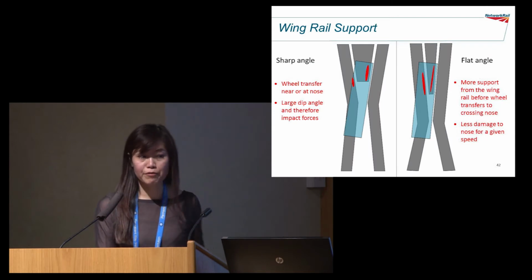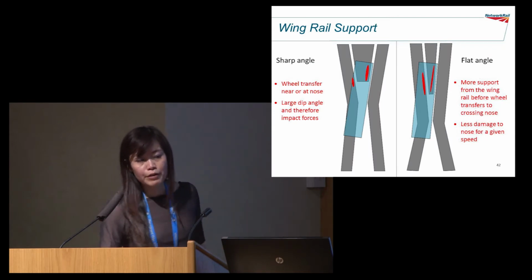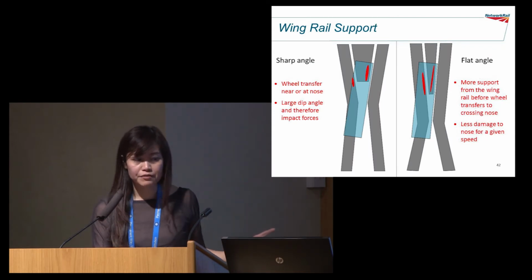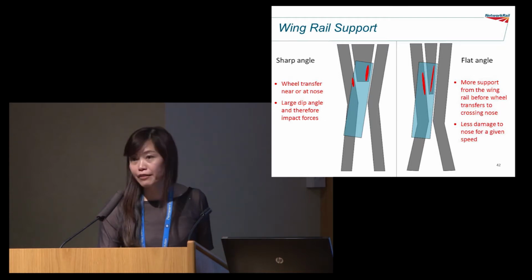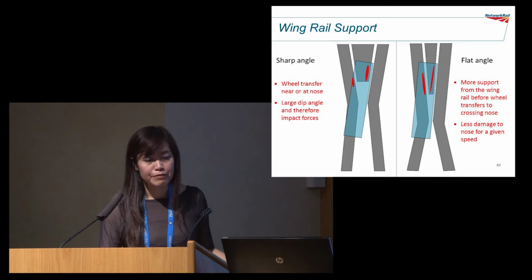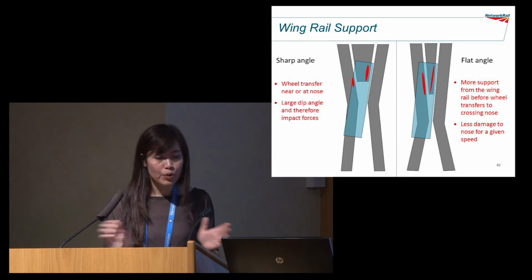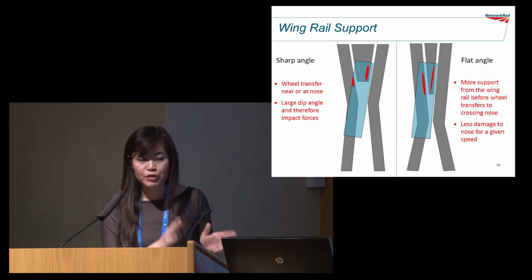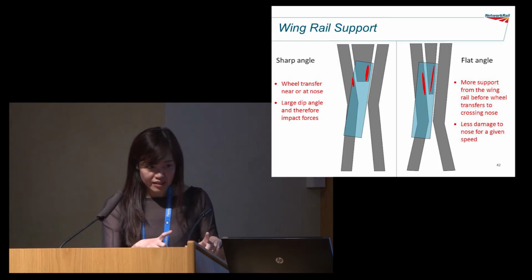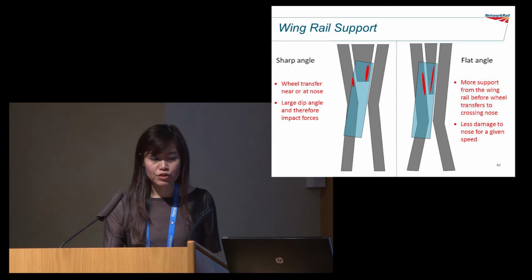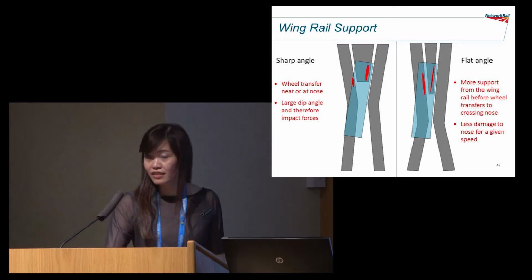So this is a summary of what I've said about wing rail support. With a sharp angle, the wheel transfer is near or at the nose, and there's a large dip angle and therefore impact forces. But with a flatter angle, the support is provided by both the wing and the nose for a longer distance. Therefore, there's less damage to the nose for a given speed.